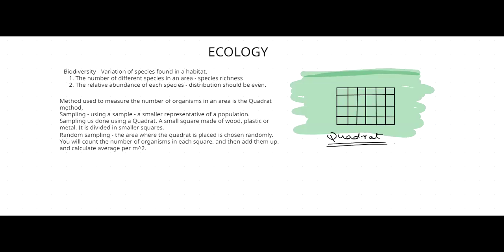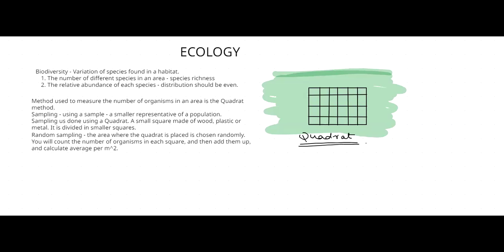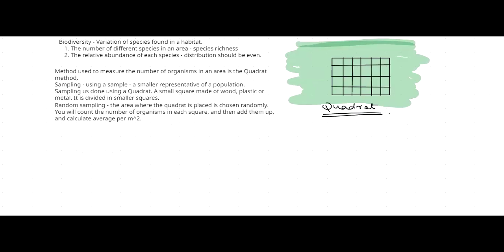This is how you figure out the number of organisms in any given area. Now, other than the quadrant method, what is another important thing that we have to discuss? Another important thing that you and I have to discuss is pyramids.